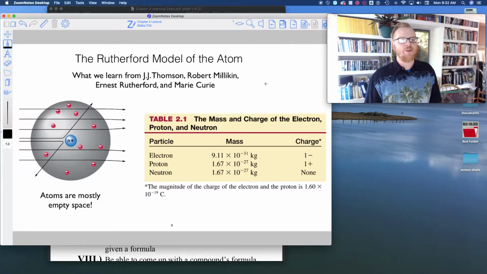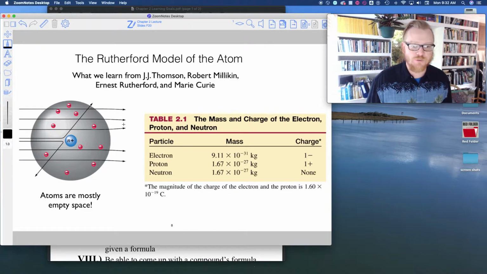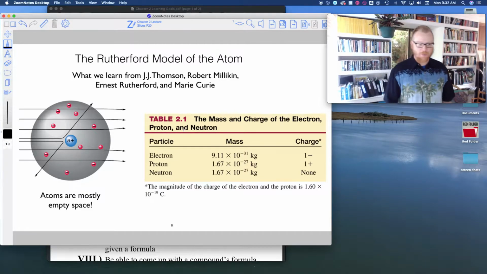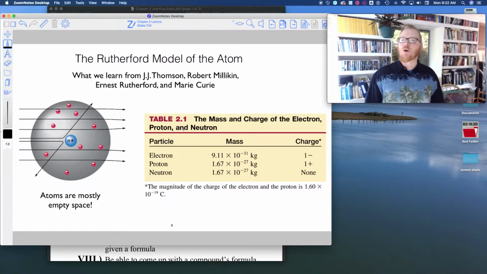So what we have here, what we learned from J.J. Thomson, Robert Millikan, Ernest Rutherford, and Marie Curie, okay? All of their results combined helped us learn that, for one, atoms are mostly empty space. This diffuse electron cloud is mostly empty space. There is an extremely dense and massive core in the middle, okay? And that makes up the vast majority of the mass of the atom.